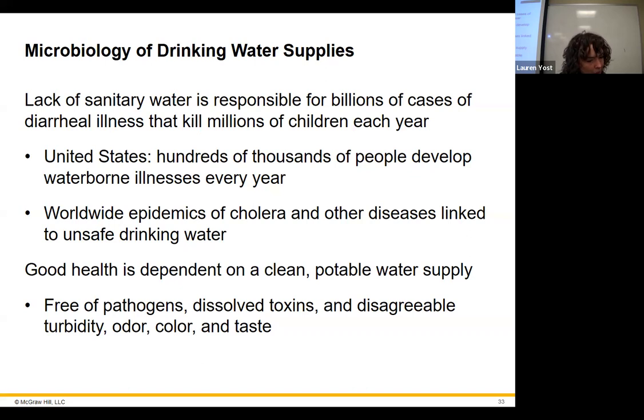Good health is dependent on clean, potable water supply. That word, potable, it is pronounced potable, not potable. This is water that is free from pathogens. It's not necessarily clear. It doesn't necessarily taste good, but it's not got pathogens in it.